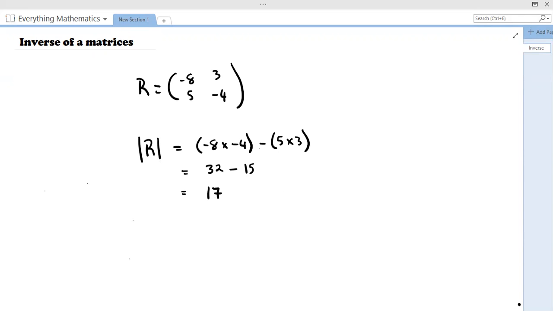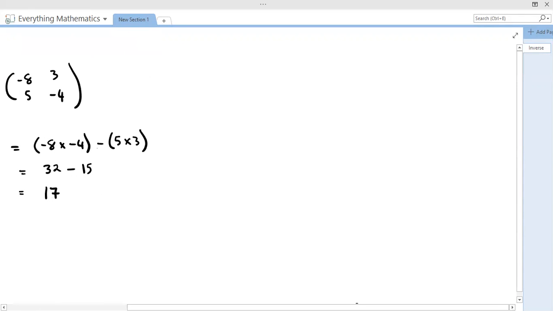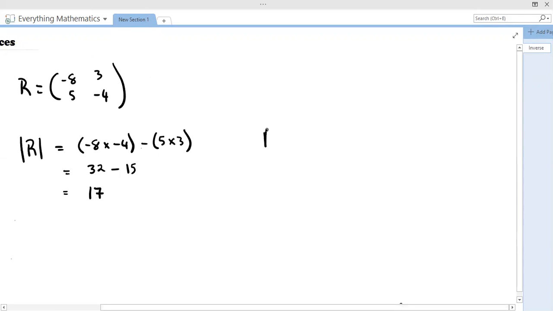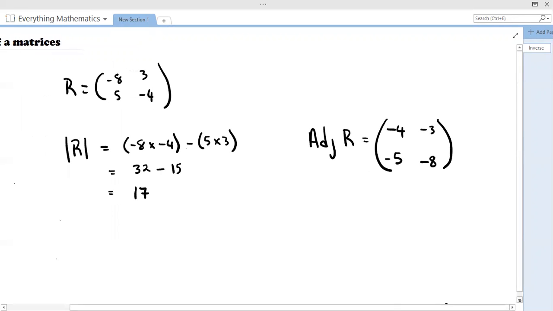Then we also need the adjoint of matrix R. In case you forget how to find the adjoint, remember it is simply that we switch the positions of the leading diagonal and we switch the signs of the minor diagonal. If you look at the matrix, you will see that -8 and -4 are the leading diagonal, so those two numbers will switch positions. So I have -4 where the -8 was, and -8 where the -4 was. And in the minor diagonal, the signs change. Since both are positive, both will become negative.